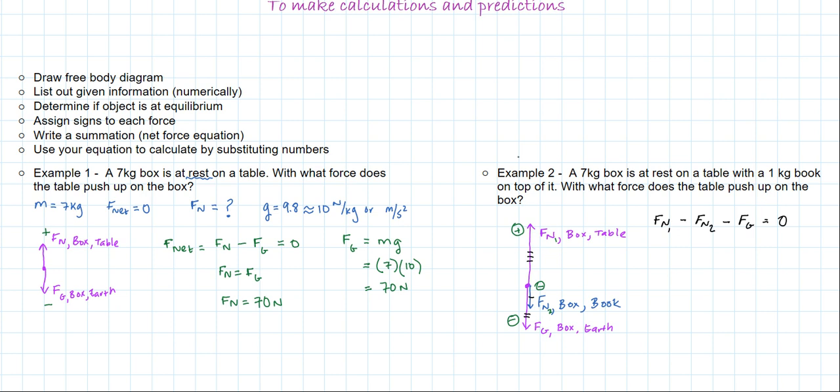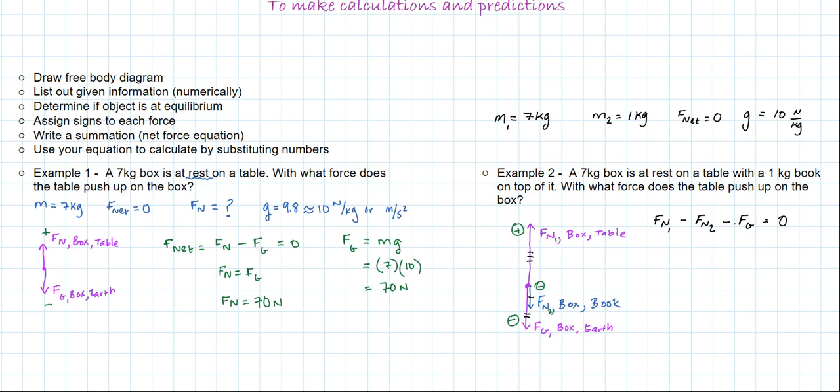Now, I skipped the part where I wrote out my givens, so let me be good and go back and write those out. Well, I know the mass is 7 kilograms. That's the mass of the box, so I'm going to call that mass 1. The mass of the book is just 1 kilogram. And then I also know automatically that the net force is equal to 0 because it's at rest. I also know that acceleration due to gravity, again, for me, is going to be 10 newtons per kilogram, or meters per second squared. Do I have any other information? Nah, not really. Okay, so let's see if we can plug some things in here.